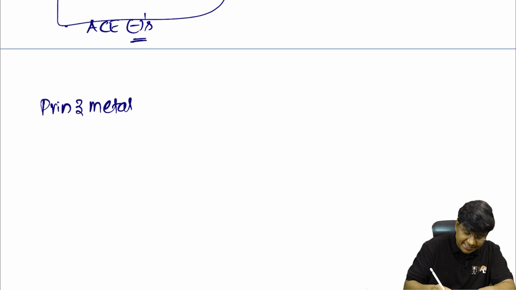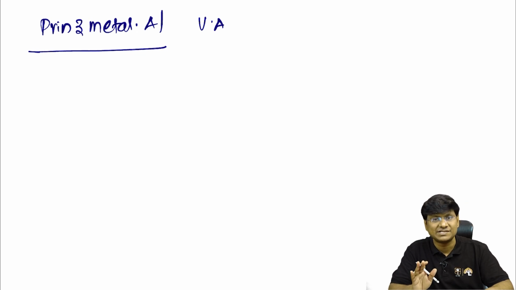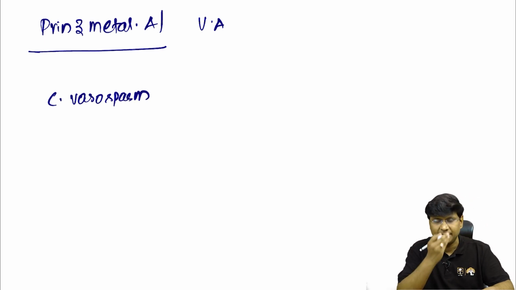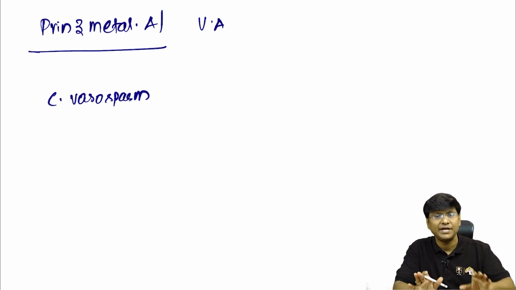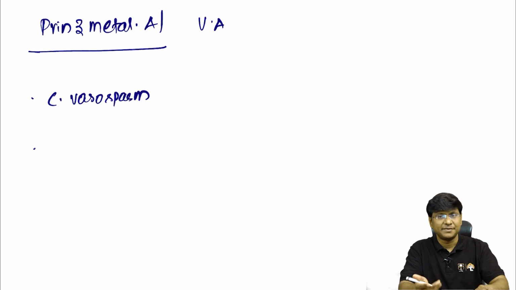Prinzmetal angina is also called variant angina, or vasospastic angina, right? So what exactly happens here? In these patients with Prinzmetal angina, there is a transient coronary vasospasm, and during that vasospasm, the blood supply to the myocardium will be reduced, and thereby the individual will complain of chest pain only during that particular episode of reduced blood supply. And there are certain risk factors for the development of Prinzmetal angina.